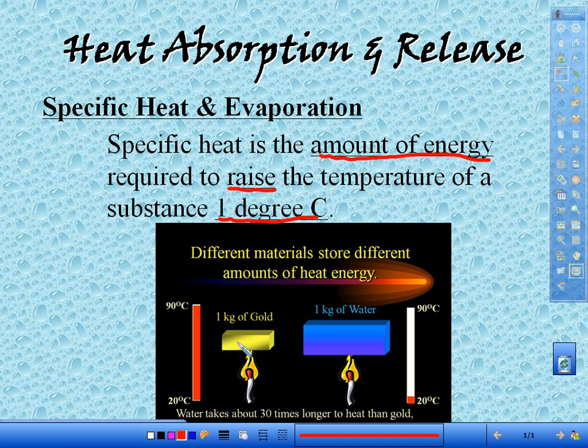So if you take a look at 1 kilogram of gold versus 1 kilogram of water, you can put the same flame under each of them, and the water will just keep heating up and heating up. In the same amount of time, the gold is going to get a lot hotter a lot faster. Once it gets hotter, it can't hold any more heat. So it actually has a lower heat capacity than the water, which has a higher heat capacity. And you don't have to know this, but big C sub P, that's heat capacity.